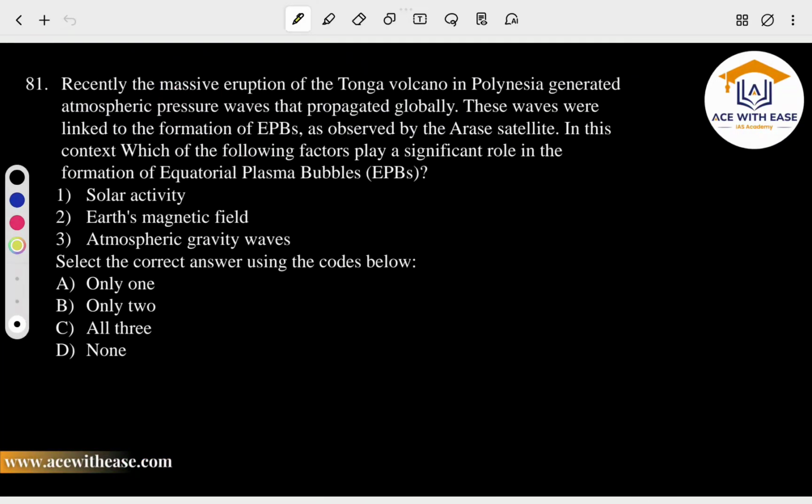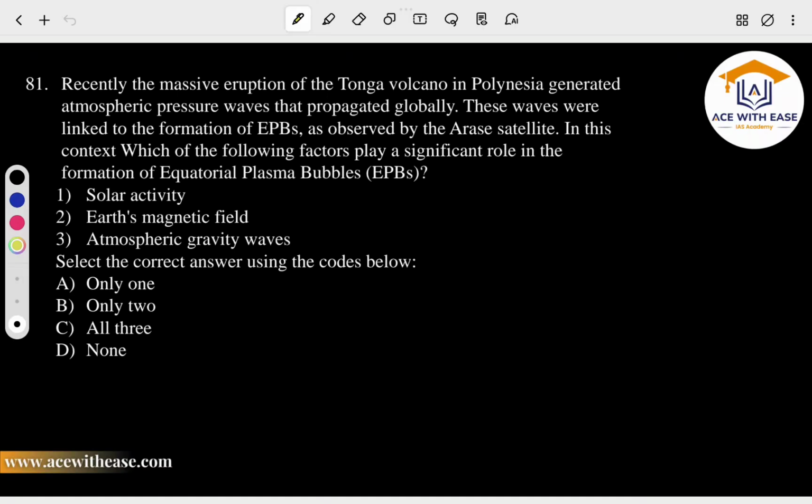81. Recently, a massive eruption of the Tonga volcano in Polynesia generated atmospheric pressure waves that propagated globally. These waves were linked to the formation of EPBs as observed by the Arase satellite. In this context, which of the following factors play a significant role in the formation of equatorial plasma bubbles? So, which of the following?